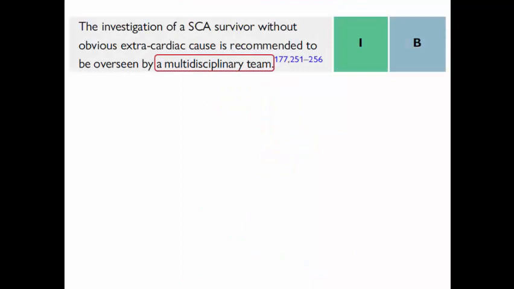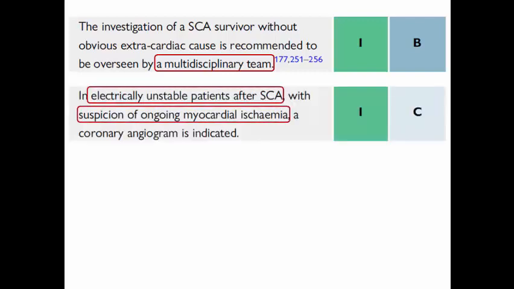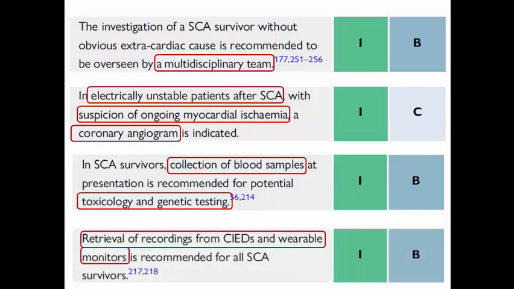So the recommendation here is that the investigation of a survivor of sudden cardiac arrest needs a multidisciplinary team, not only a cardiologist. The electrically unstable patient after sudden cardiac arrest with suspicion of myocardial ischemia should have coronary angiography, and in survivors, a collection of blood samples at presentation is recommended for any potential toxicology or genetic testing, and retrieval of recordings from any cardiac implantable electronic device or wearable monitors is recommended to be performed in detail for all survivors if present.